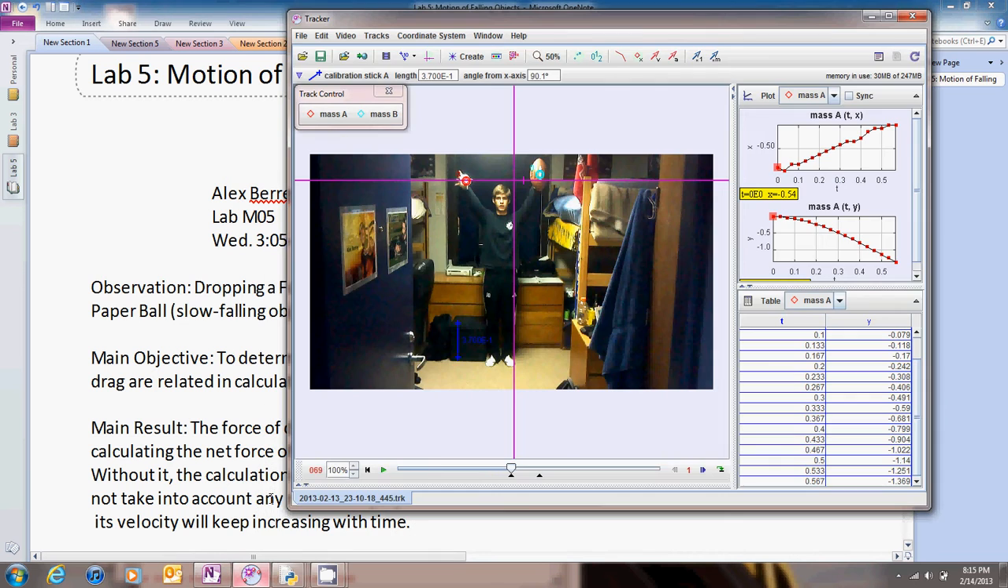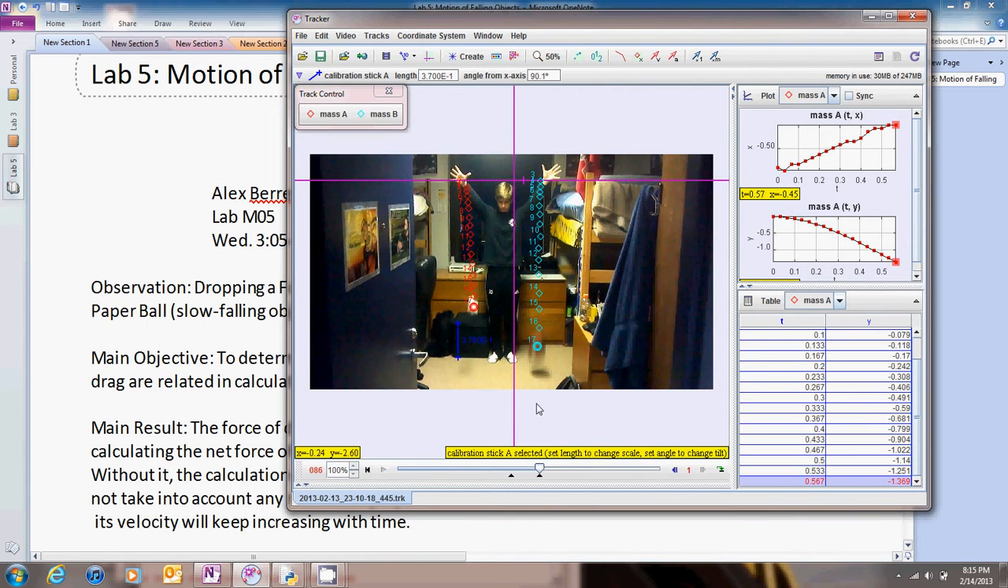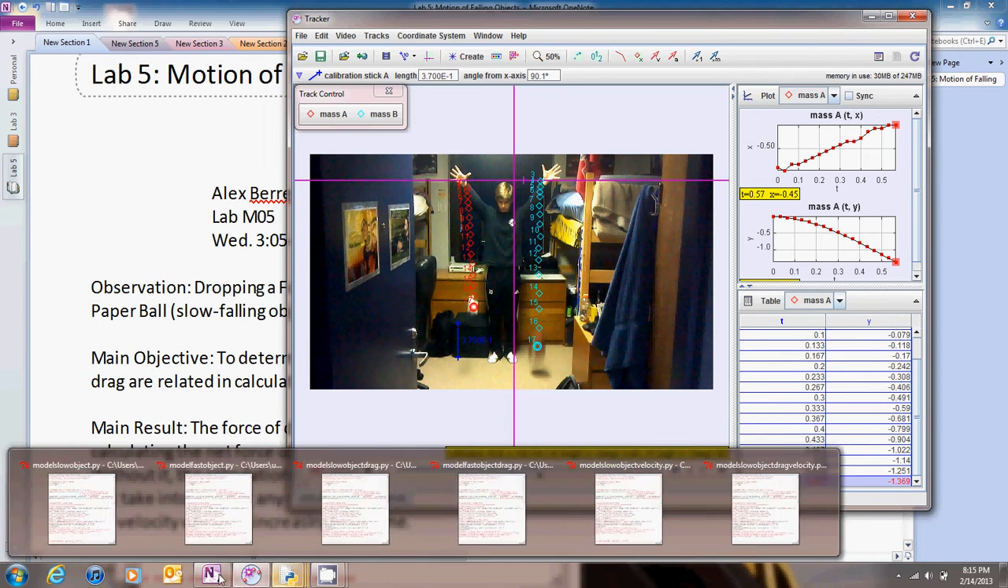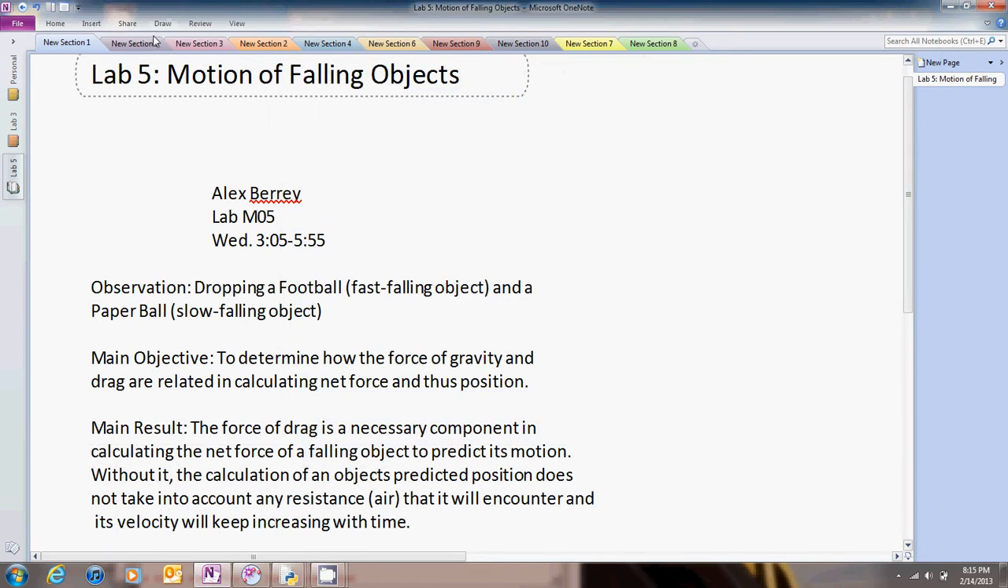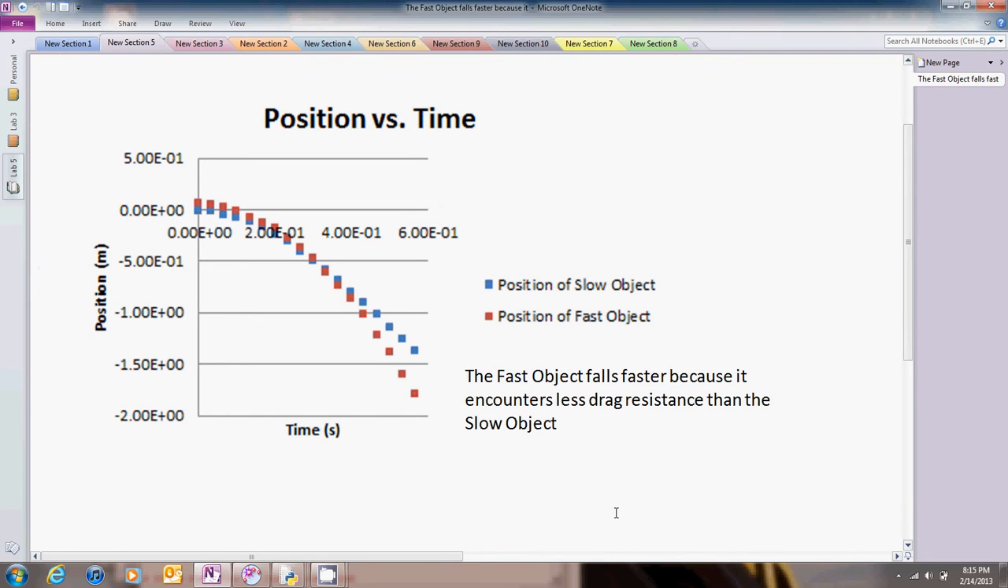So here's my tracker video. Here's the football and the paper ball. I set the grid lines to about where their origin was. I used this stool in the background as the calibration stick, which was 0.37 meters. And there are the objects falling with time. The time between each clip of the video is about 1/30th of a second, and it came up with this data that I extracted from the tracker video.